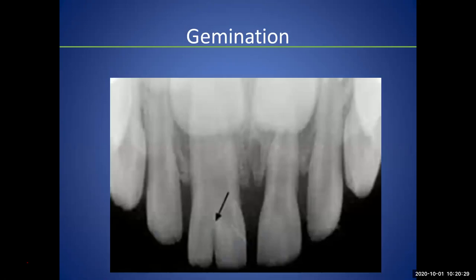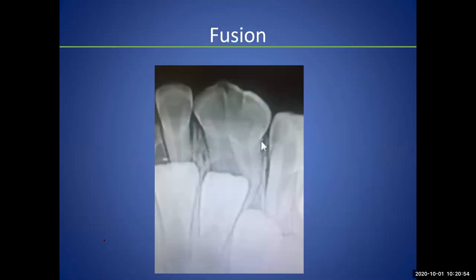Maxillary central, gemination. This is a deciduous tooth. You can see the permanent tooth here. Gemination. Miss D? Yeah. Is it more common on deciduous teeth? It's more common on deciduous teeth. Okay. Fusion. Two teeth fused together. You've got two roots.